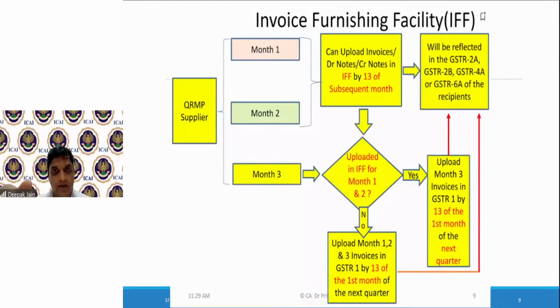Let's take an example here of one of the students, Nagraju. Nagraju is registered under QRMP. Now Nagraju is in the South. He is supplying to Mayur, who is in the West. Now Mayur is buying from Nagraju on a monthly basis. Mayur is not a small dealer. He is a big dealer. He is filing returns on a monthly basis. Now Nagraju is a small payer. He is paying tax on a quarterly basis. Now he will file his returns and upload his GSTR1 on a quarterly basis.